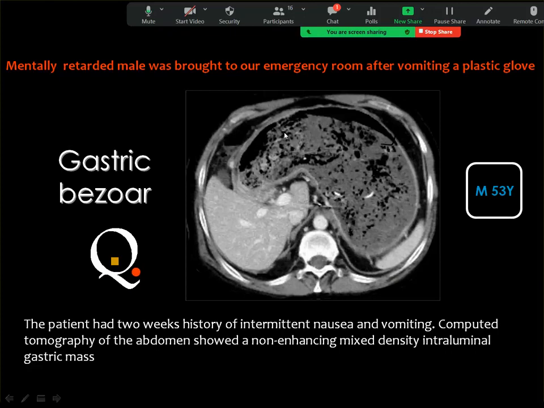The stomach is markedly distended by abnormal air and speckled between the other contents. This is diagnostic of gastric bezoar. Gastric bezoar is different from gastric bezoar.